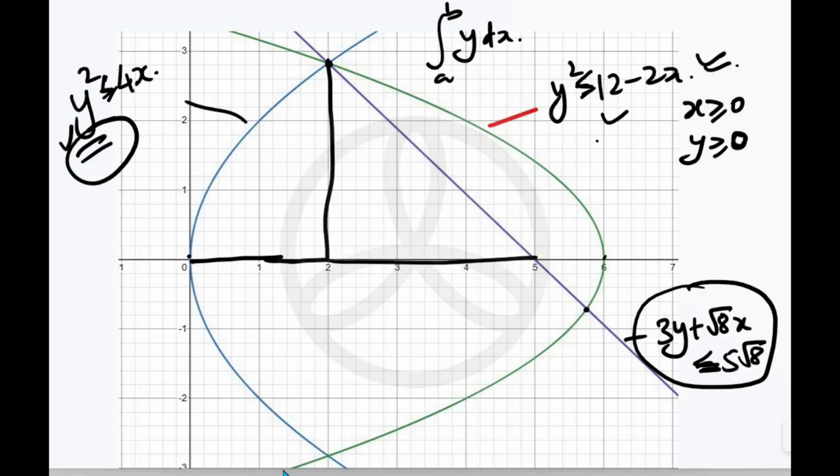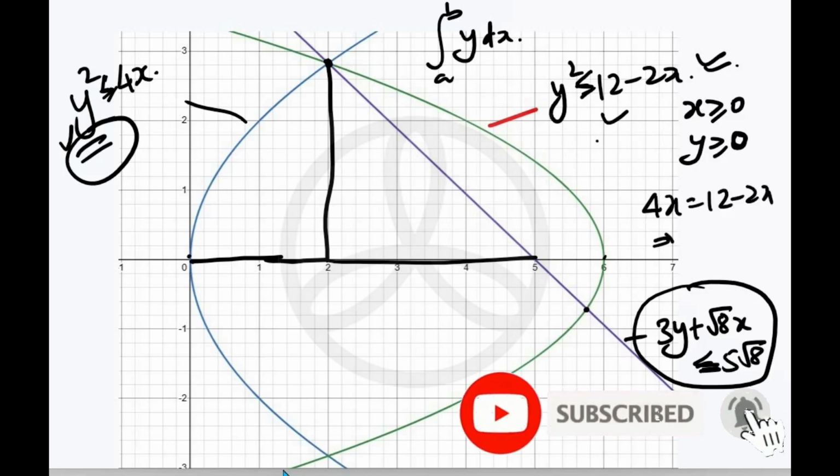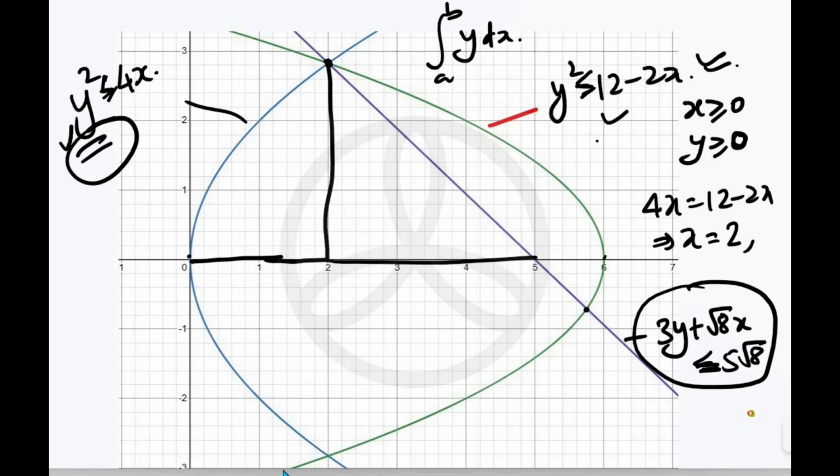This is actually a triangle with units also given here from 2 to 5, and then this unit is given from y equal to 0 to this point, which we can find by solving these two equations, which will come as 4x is equal to 12 minus 2x. This is x is equal to 2, and therefore y square will be 8, so y is 2 square root of 2.